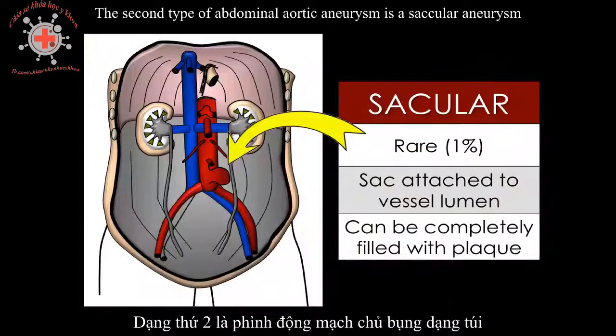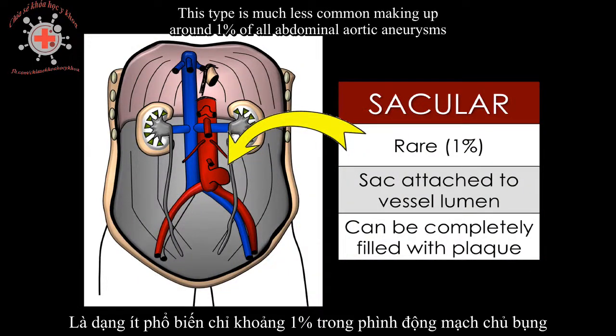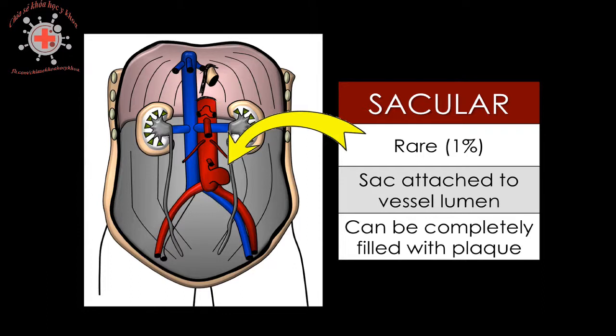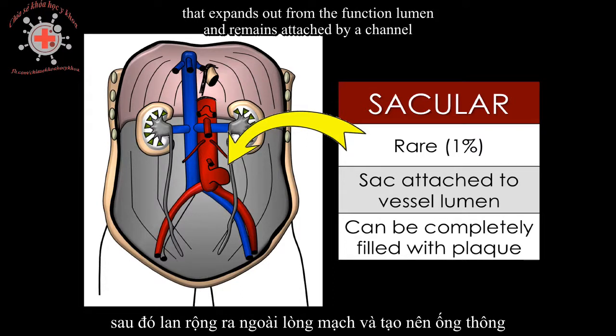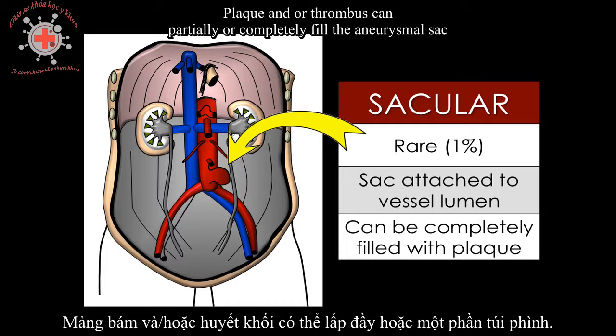The second type of abdominal aortic aneurysm is a saccular aneurysm. This type is much less common, making up around 1% of all abdominal aortic aneurysms. This type of aneurysm is formed by a bleb that expands out from the functional lumen and remains attached by a channel. Plaque and/or thrombus can partially or completely fill the aneurysmal sac.